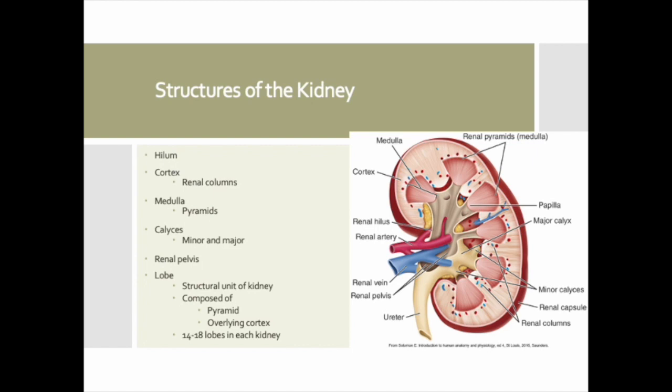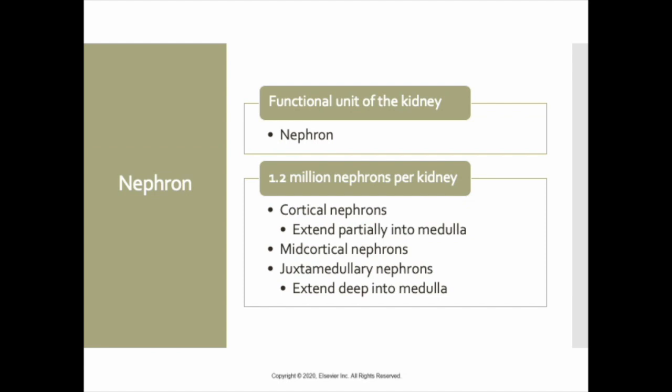Now, the lobe is the structural unit of the kidney, and each of these structural units or lobes are composed of its own pyramid and the overlying cortex. In one kidney, there is anywhere between 14 to 18 lobes. The functional unit of the kidney is called the nephron, and each kidney has approximately 1.2 million nephrons or functional units. It's a tubular structure.